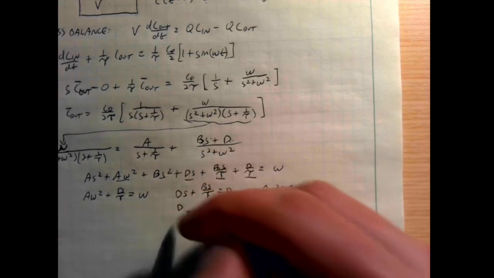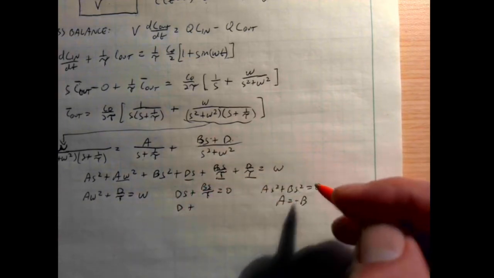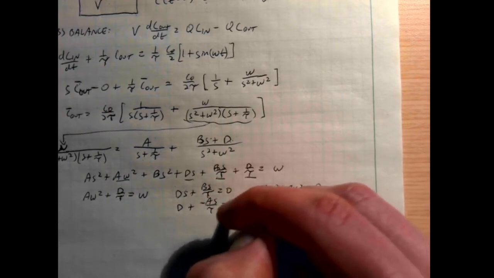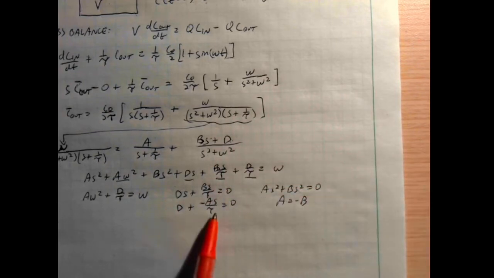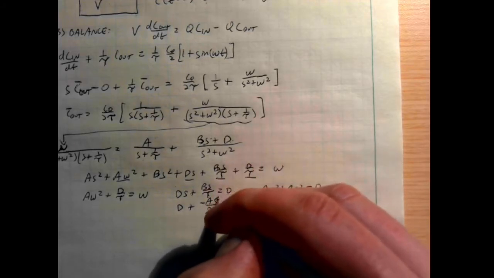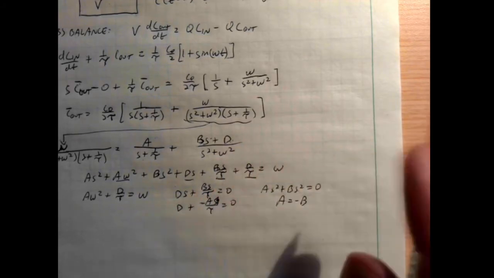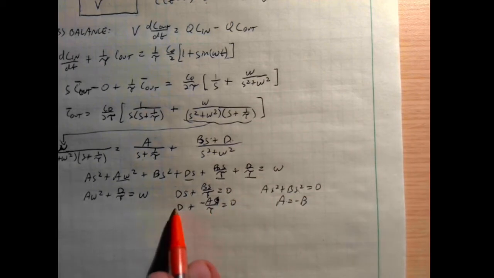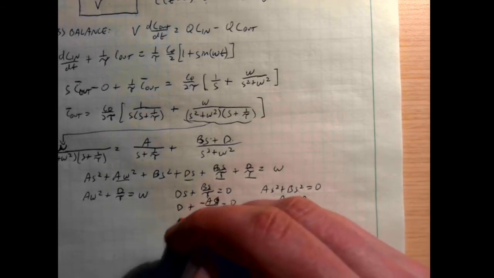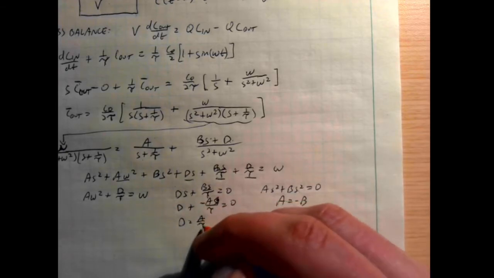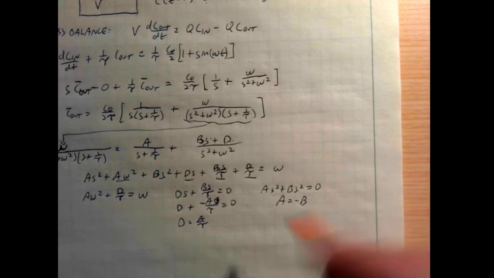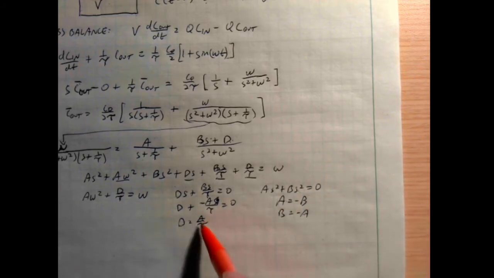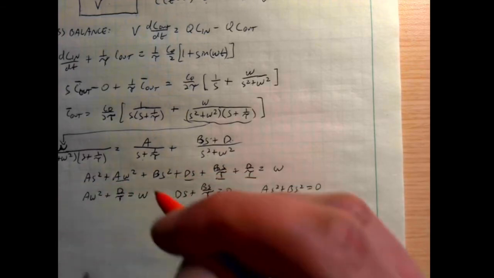So we get a d plus a negative as over tau is equal to 0. Oh, not s, a over tau. So the s's go away. And so therefore d is equal to a over tau. Okay, so I have a is negative b, or b is negative a. Then I have d is a over tau, and I can plug that one in over here.